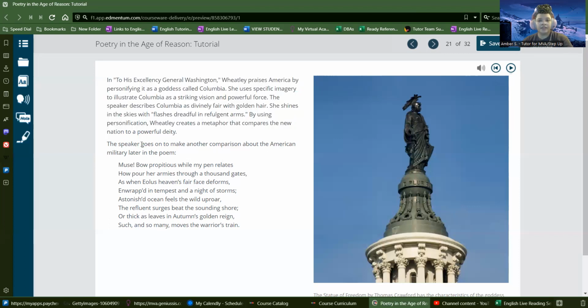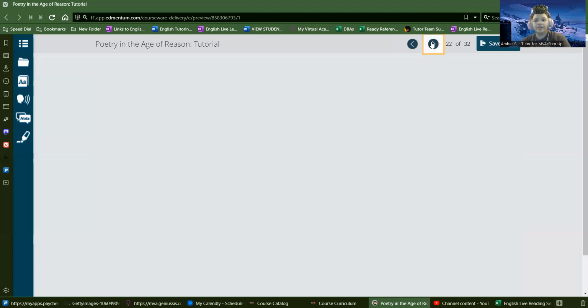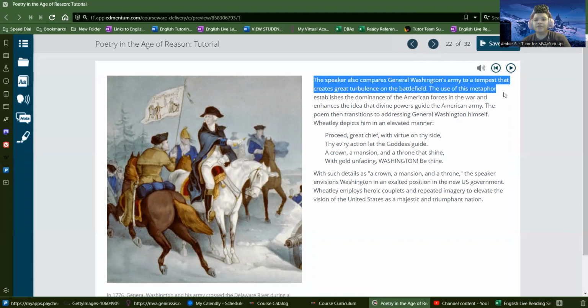And then it says that the speaker goes on to make another comparison about the American military later in the poem. And we read through this section before. This is where she was comparing them to like the god of wind, the night of storms, and beating on the shore, all of those things. And then the second metaphor to thick leaves in autumn's golden rain on the warrior's train. So on slide 22 here, they go into detail about that. The speaker also compares General Washington's army to a tempest that creates great turbulence on the battlefield. The use of this metaphor establishes the dominance of the American forces in the war.